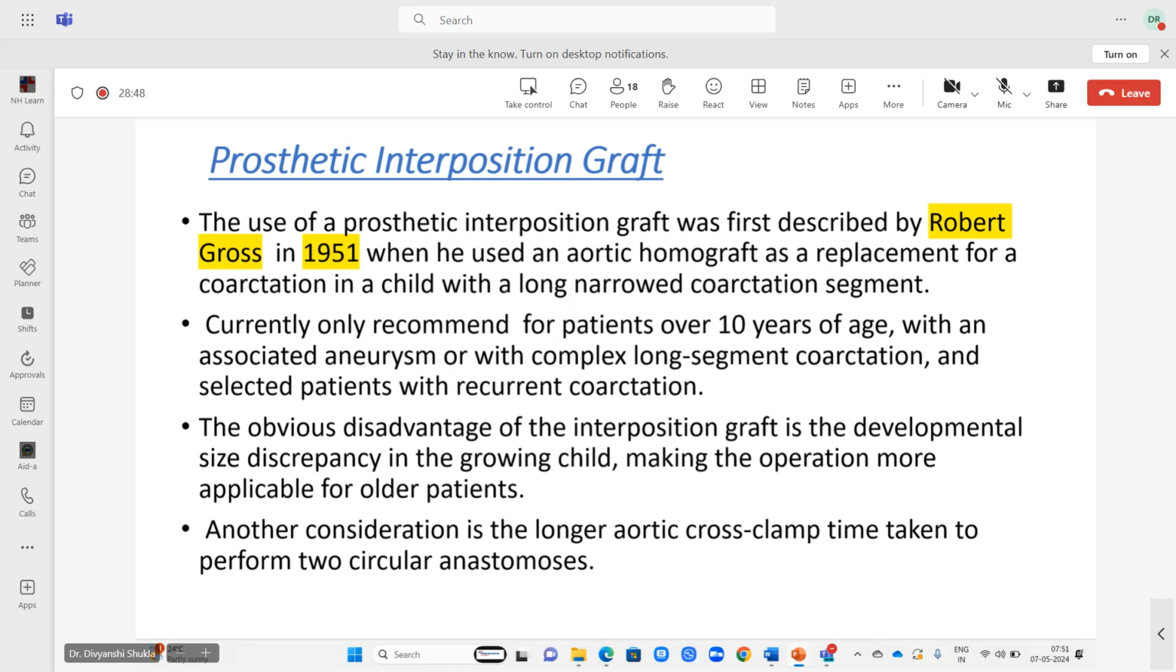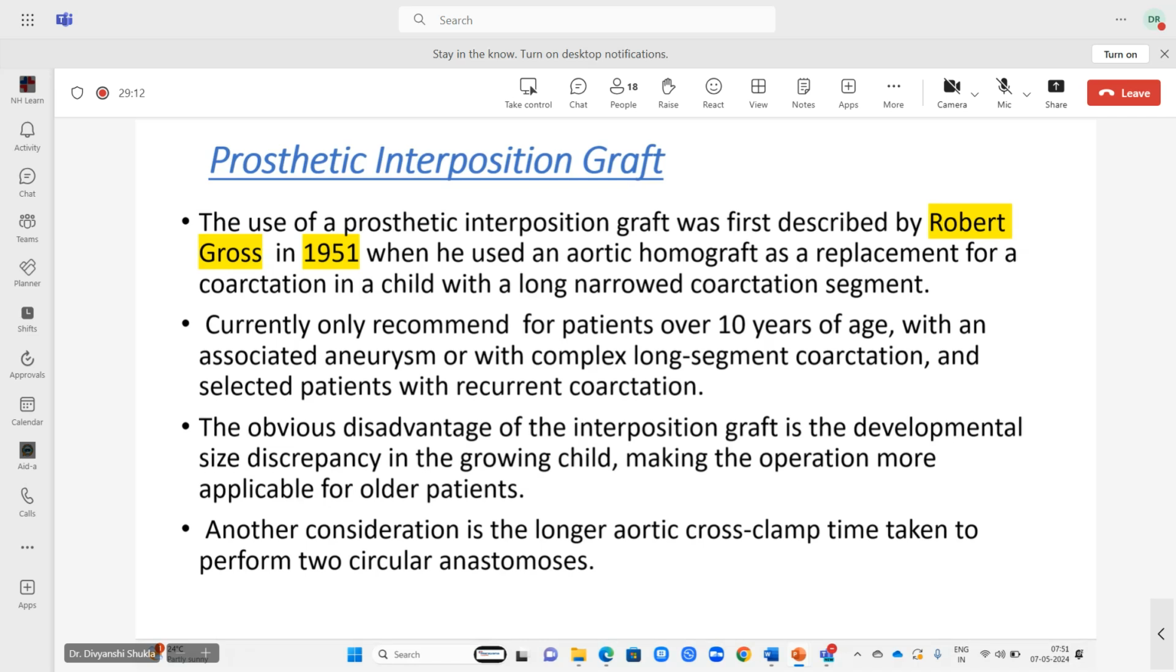The other technique is prosthetic interposition graft. The use of a prosthetic interposition graft was first described by Robert Gross in 1951, when he used an aortic homograft as a replacement for coarctation in a child with a long narrowed coarctation segment. Currently it is only recommended for patients over 10 years of age with an associated aneurysm or complex long segment coarctation, and selected patients with recurrent coarctation.